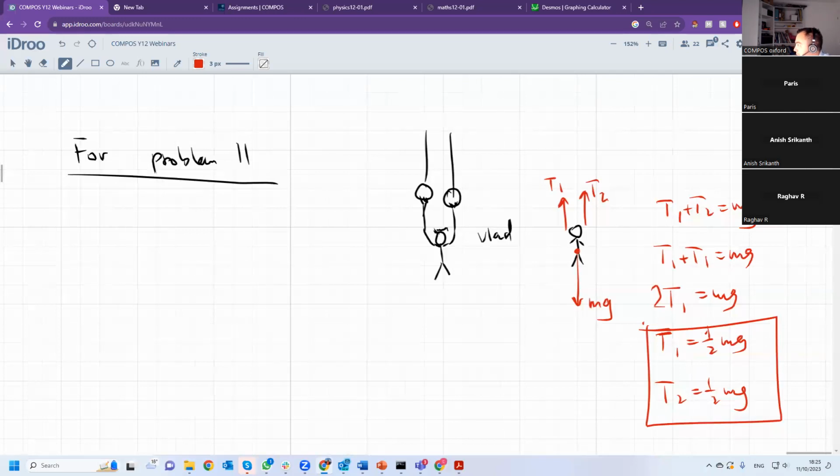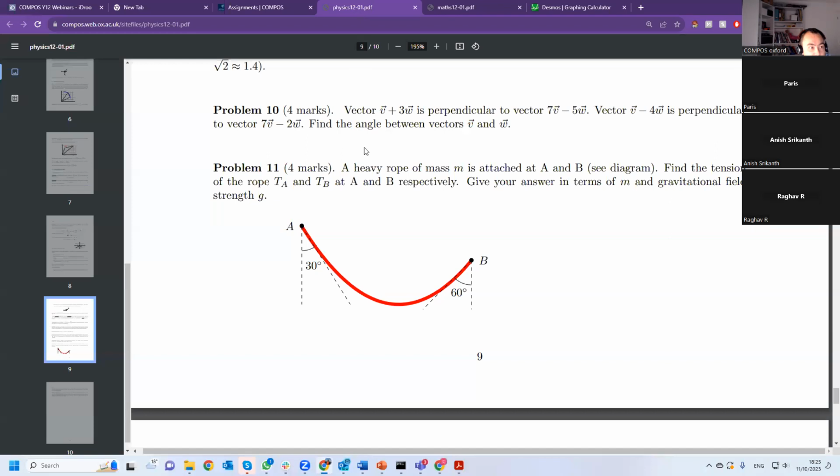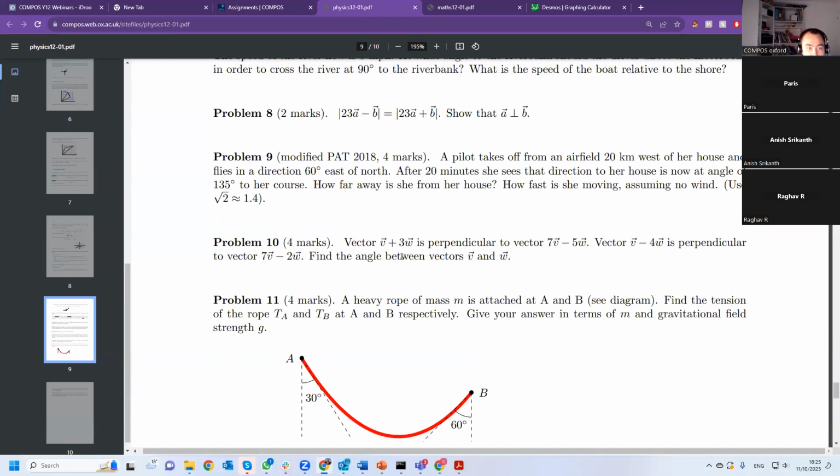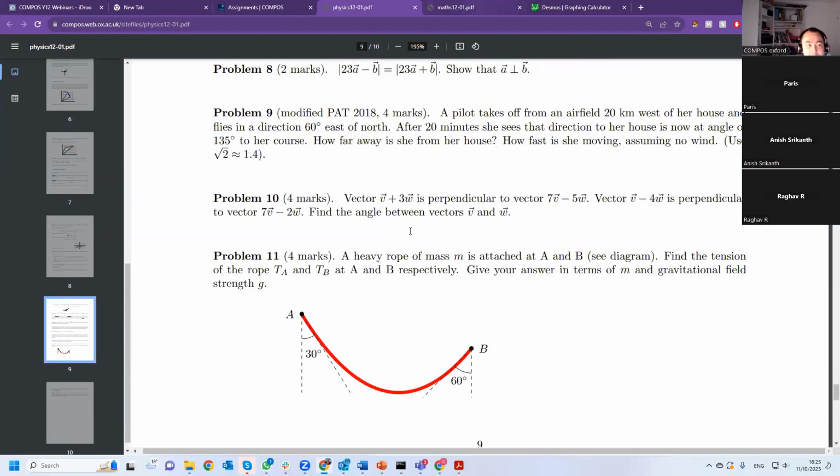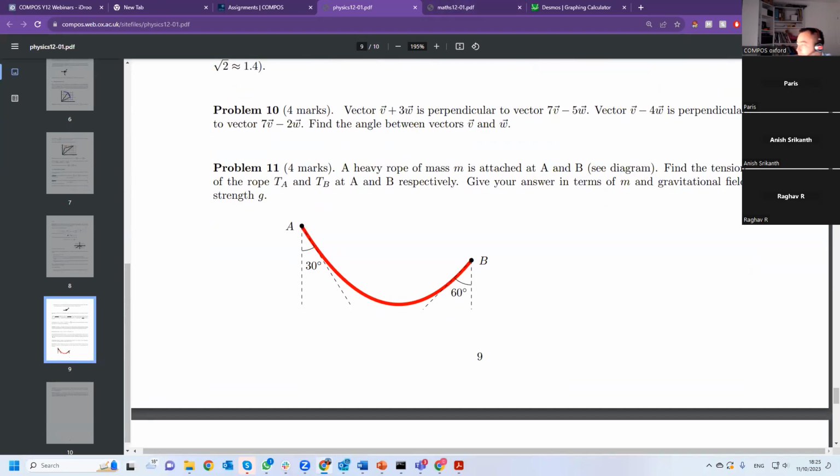I don't really get physics question 10 and 11. Question 10, I've done this question in the previous webinars, so go to the previous webinars and have a look. I've done similar questions, of course not the same question, but very similar. Physics question 10, same thing, go to the webinars.